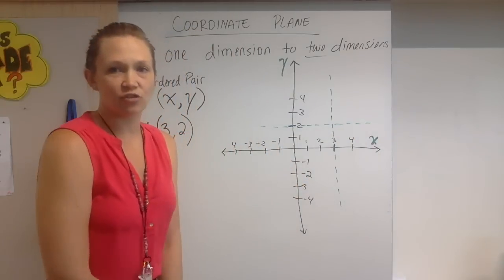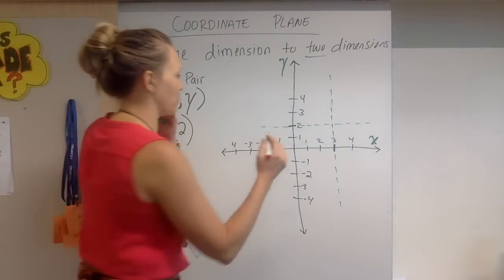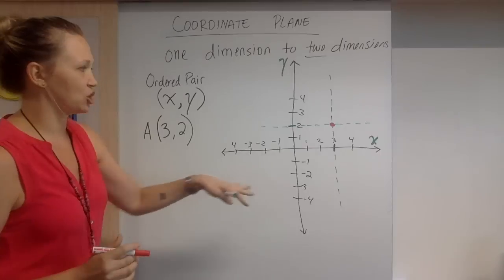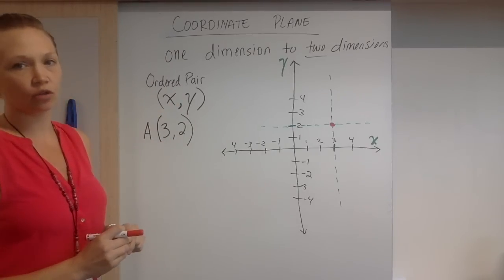I've done more work than I have to because I just need to know where they meet. So that point where they meet is right here. That's a location in space, in a 2-dimensional space, so you need 2 coordinates to locate that.